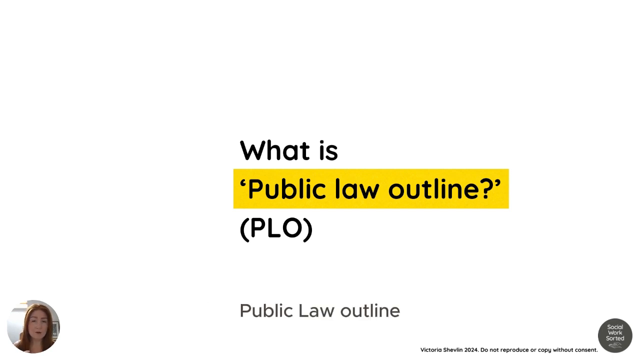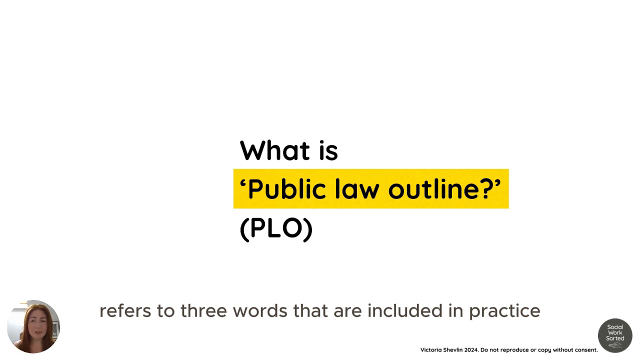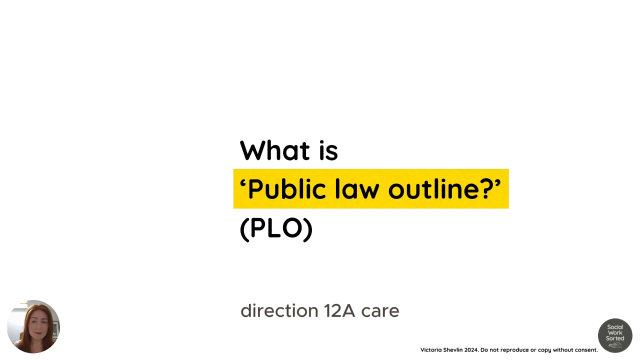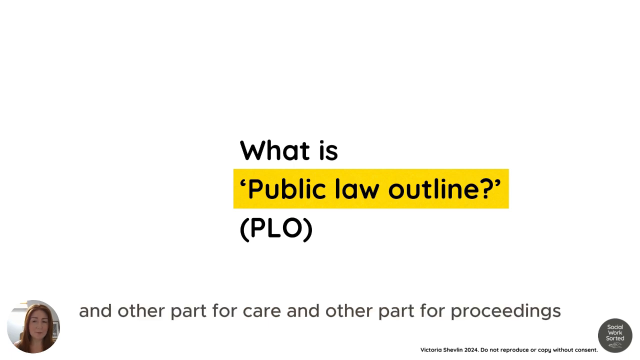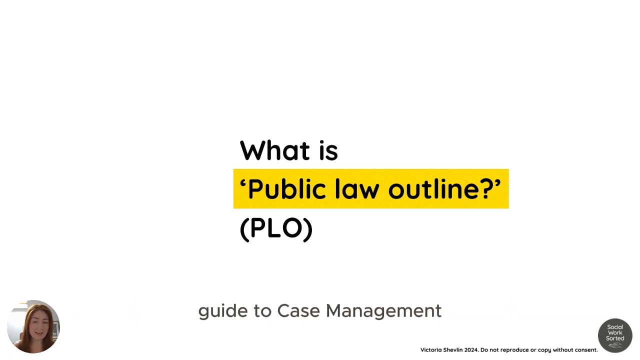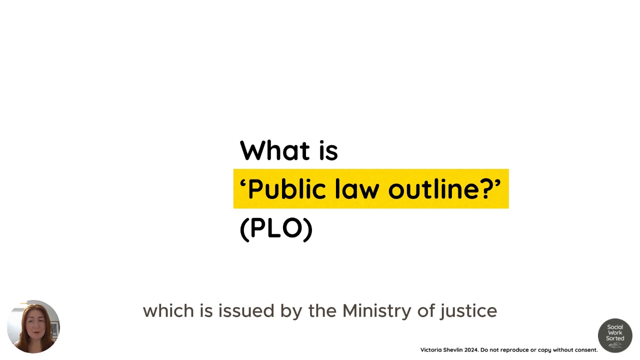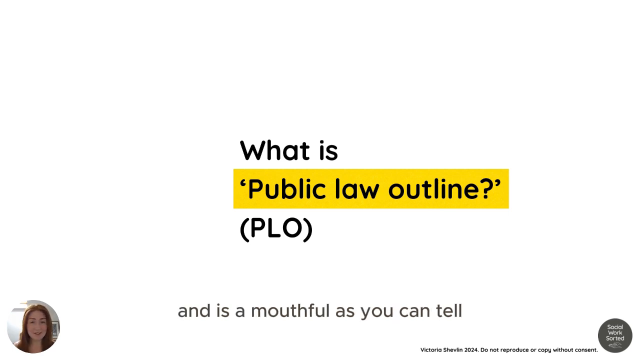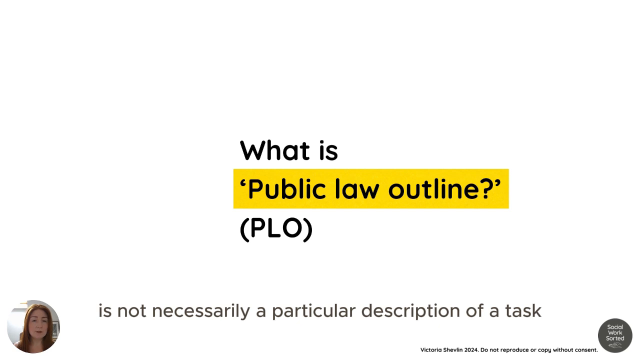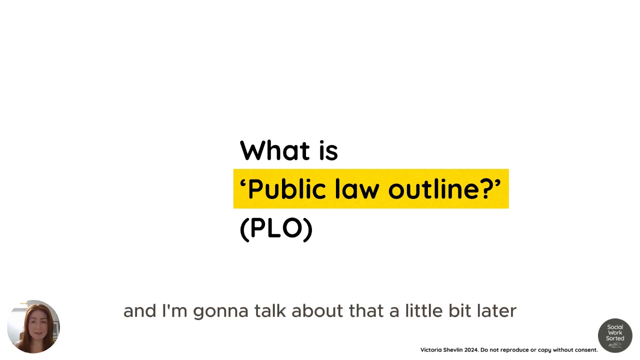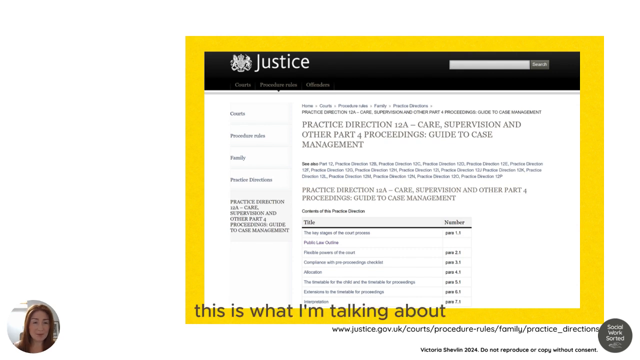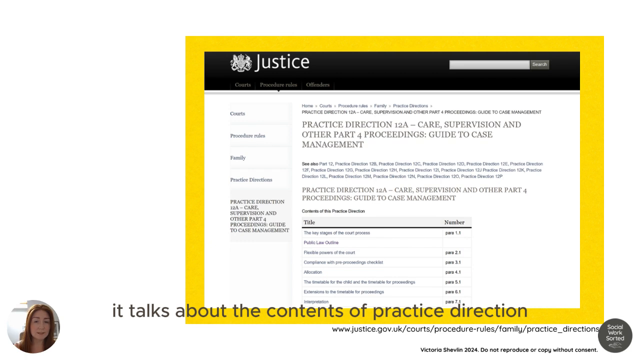Public law outline refers to three words that are included in Practice Direction 12A, Care Supervision and other Part 4 proceedings Guide to Case Management, which is issued by the Ministry of Justice and is a mouthful, as you can tell. Public law outline is not necessarily a particular description of a task, and I'm going to talk about that a little bit later. This is what I'm talking about when I'm talking about Practice Direction 12A. You can see on this page, which you can access as a link below, the key stages of the court process. It talks about the contents of the practice direction.